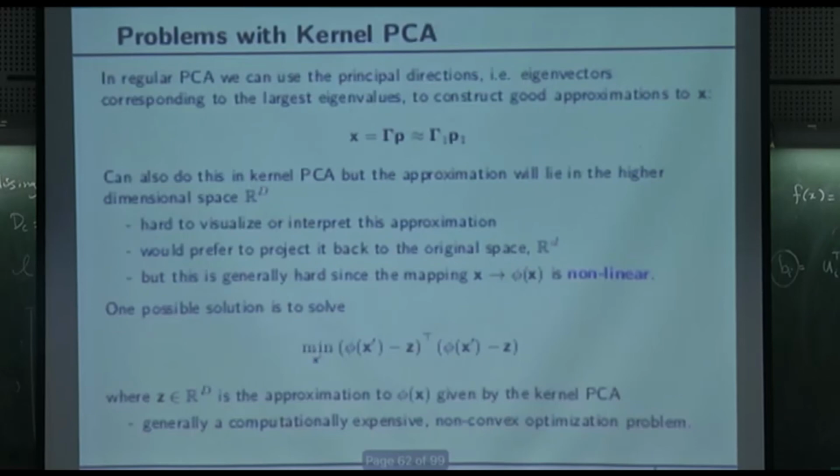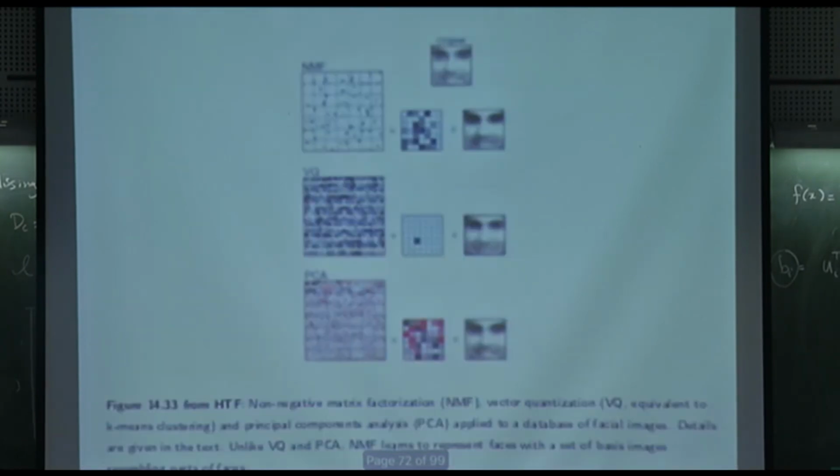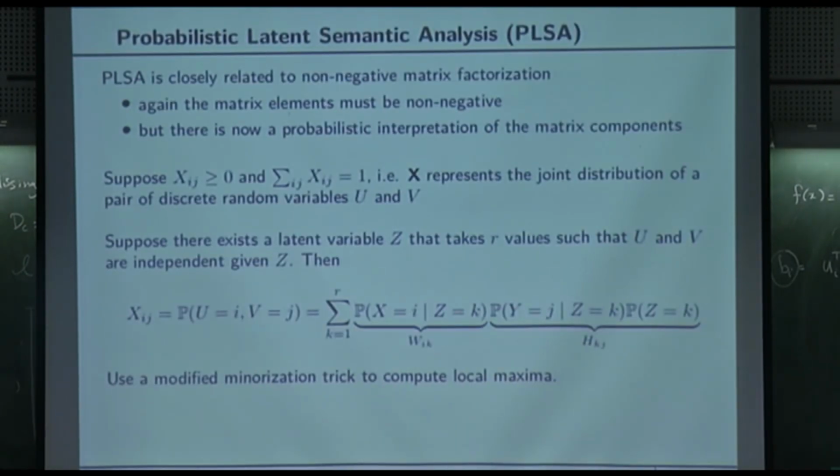Now that we have the technique available of doing non-negative matrix factorization, maybe we can attack this problem with a non-negative matrix factorization idea. So PLSA is closely related to non-negative matrix factorization. Again, the matrix elements must be non-negative, but there is now a probabilistic interpretation of the matrix component. So suppose the x_ij's are greater than or equal to 0 and the sum of the x_ij's is equal to 1. So X represents the joint distribution of a pair of discrete random variables U and V. I want to interpret X basically as a way of looking at the joint distribution of these. Suppose there exists a latent variable Z that takes r values such that U and V are independent given Z.